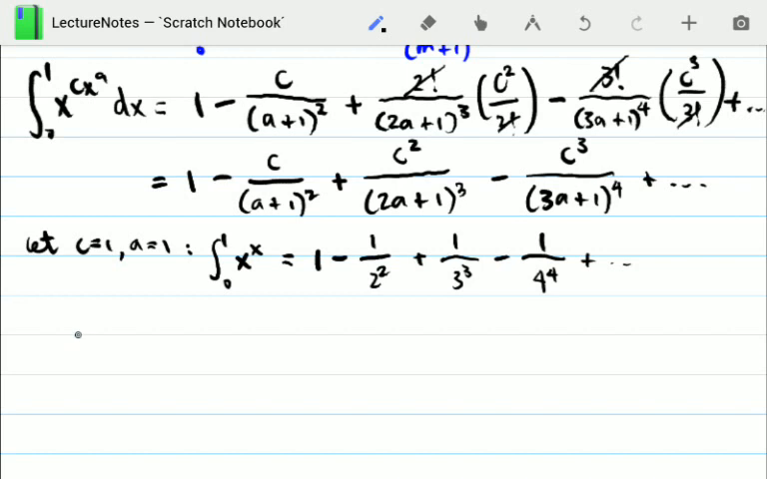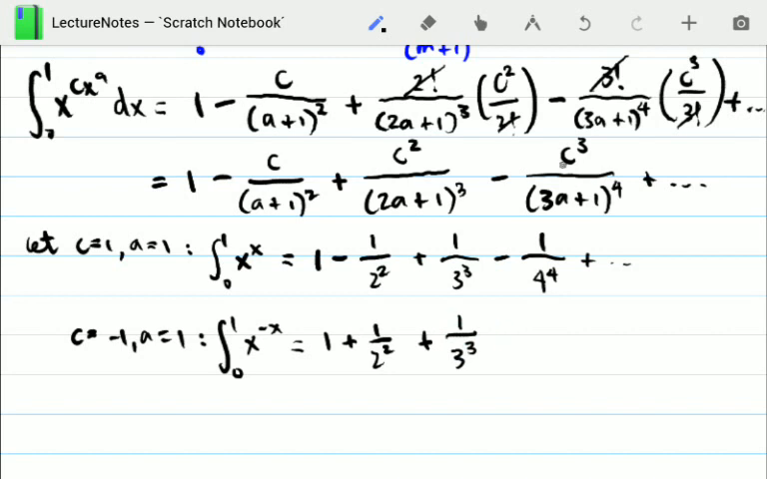So now, let's say c equals -1, a equals 1, what does that give you? That gives you the integral from 0 to 1 of x to the minus x. Well, you just begin substituting c equals -1, a equals 1. So that gives you 1 plus 1 over 2 squared plus 1 over 3 cubed. And -1 cubed is -1, this is a minus sign, so that becomes plus 1 over 4 to the fourth, and so on. Which, in fact, if you really want, you can write in a closed summation form, the sum from k equals 1 to infinity of, let's say, k to the minus k.